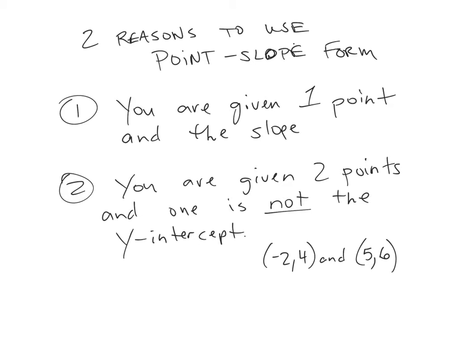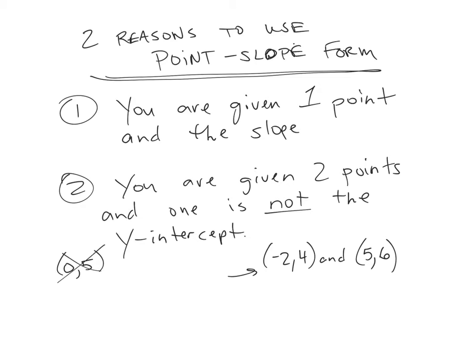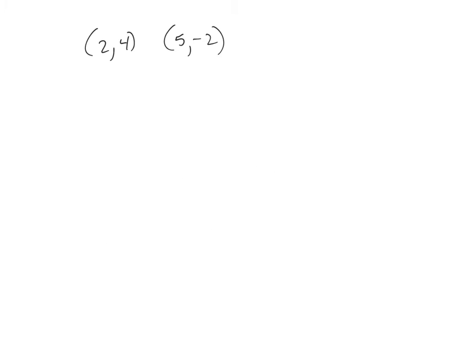Okay, so the two reasons to use point slope form are, one, you're given only one point on the line and the slope. The other one is if you're given 2 points, but one of those points is not the y-intercept. So for instance, this -2, 4, and 5, 6. In the prior section, there was always one of them that would be like 0, 5, or 0, -2, or something like that, which is the y-intercept. So if I don't have this, and I only have 2 points, I can solve it. So let's look at that.